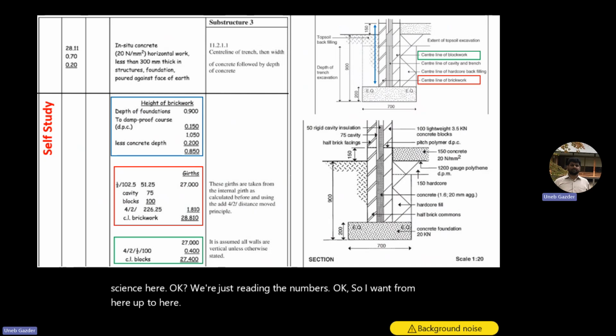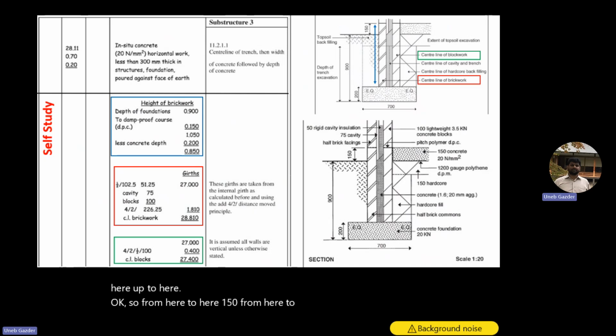Okay. So from here to here 150. From here to here 900. I don't want up to here, I want up till this one. So minus 200. Clear? Okay. So this will give me the height of the brickwork.